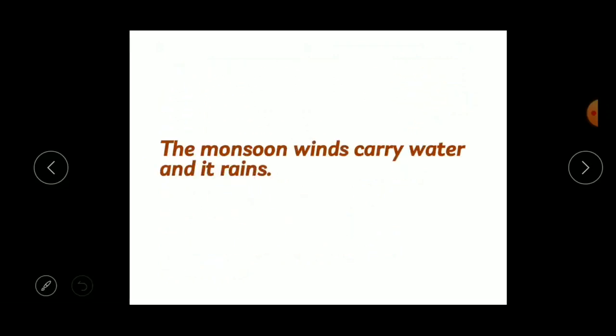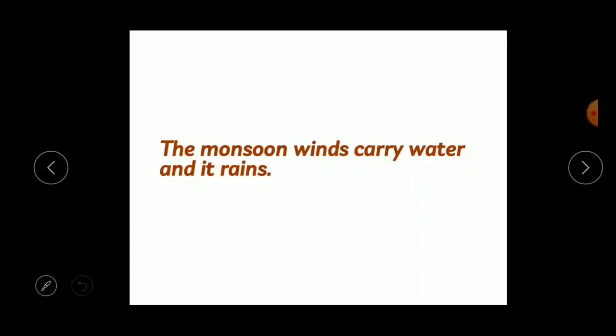The first thing is the monsoon winds carry water and it rains, right? We already know that the monsoon winds carry water vapors along with them and it rains. So these clouds bring rain and give us happiness, right? However, it is not always a happy ending. Rain often creates problems. In nature itself there are certain situations that can sometimes create disasters and pose a threat to human, animal and plant life. So now let's study two such situations. The first one is thunderstorms and the second one is cyclones.